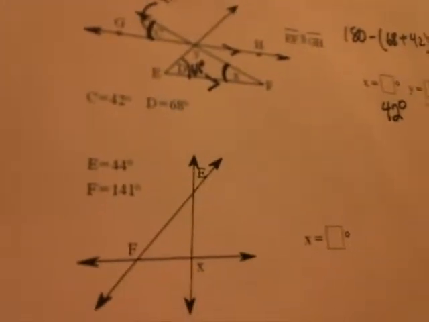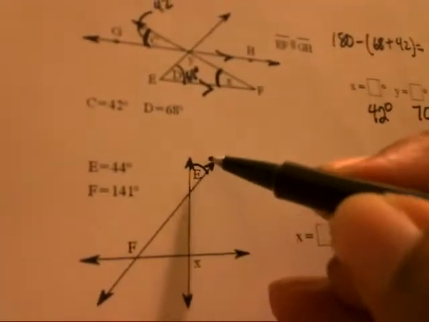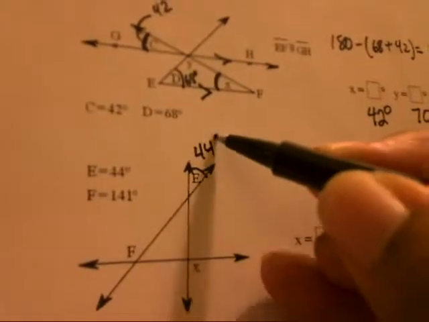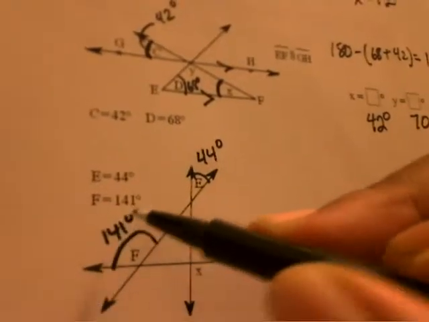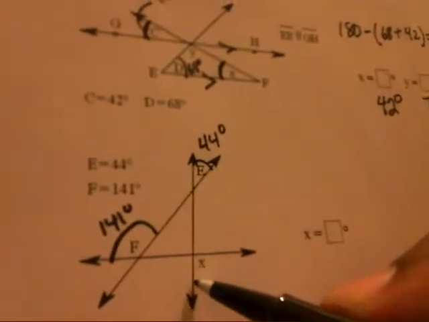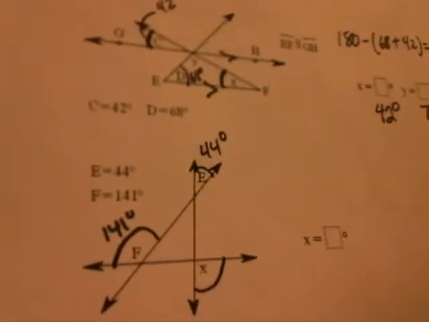And then this last one right here, angle E is 44 and angle F is 141. Here's angle E up here, that's 44. And angle F out here, that's 141. And here we want to find out the measure of angle X.